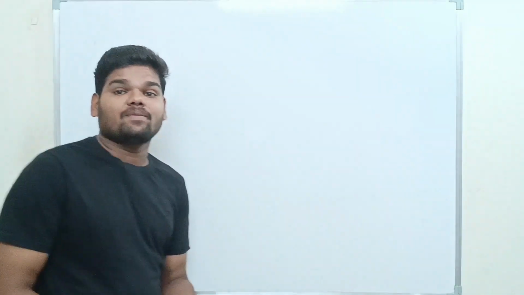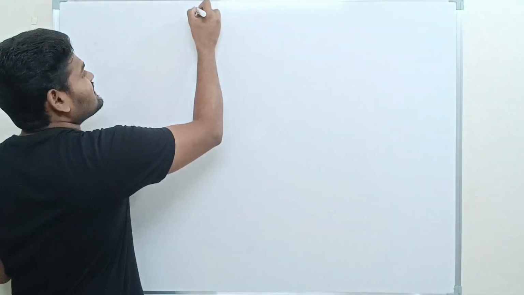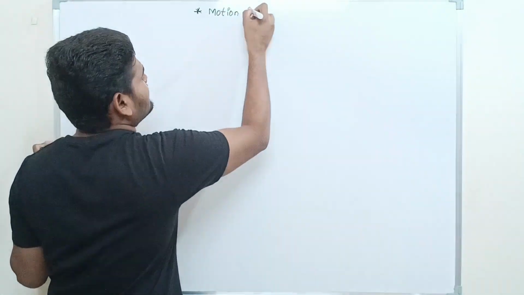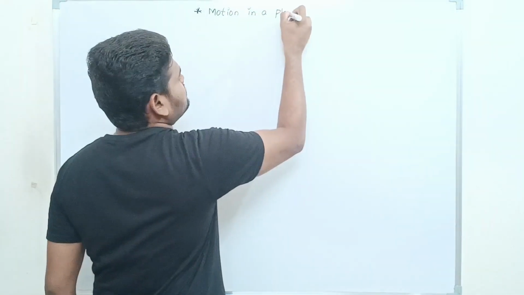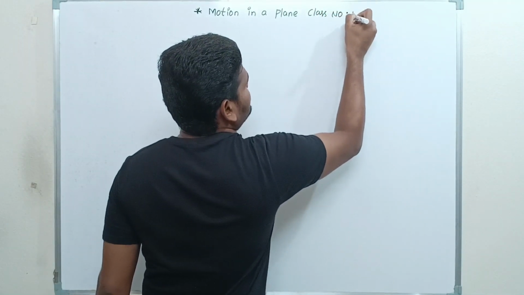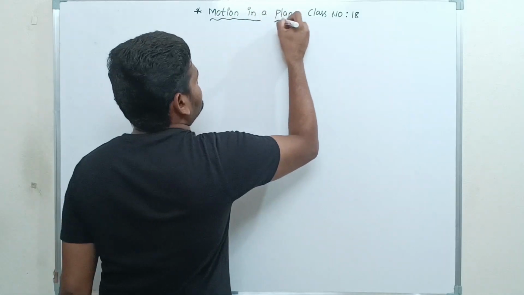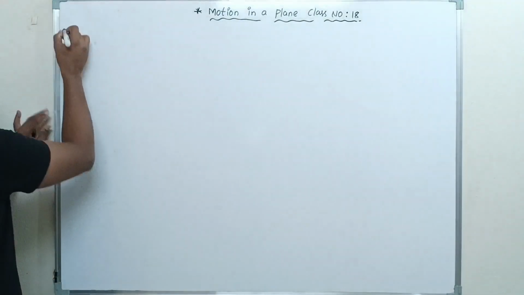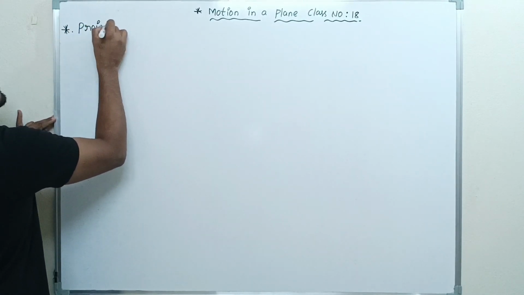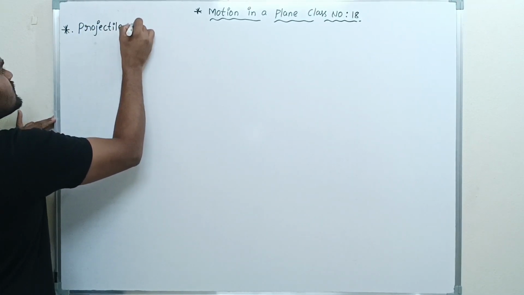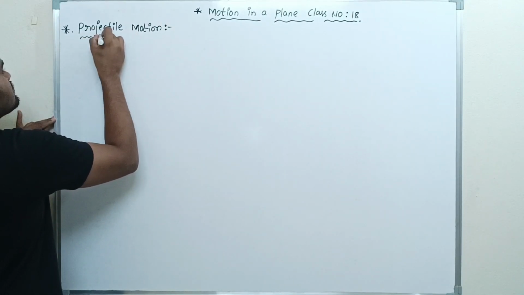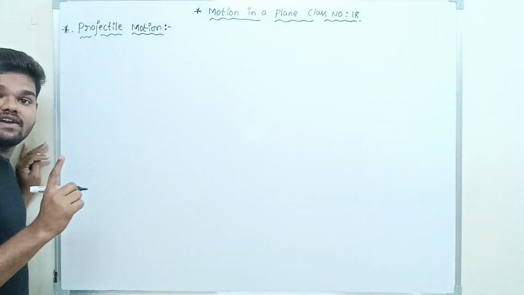Okay. So what is the chapter going on? The chapter is motion in a plane, and this is class number 18. Right. So what is today's concept? Projectile motion. Okay, right. So have a look.